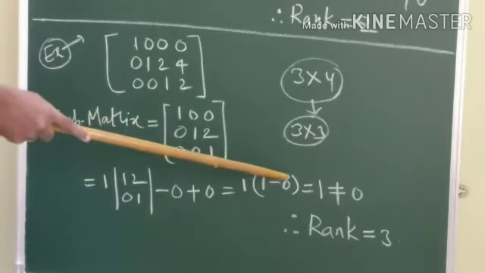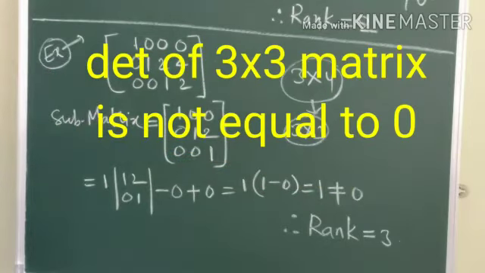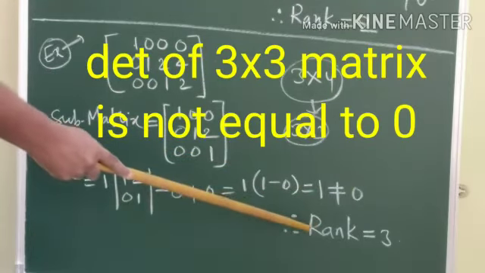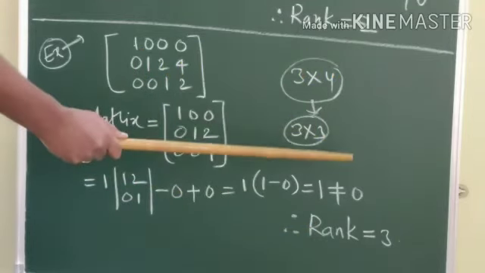Here determinant of the 3 by 3 matrix is 1, which is not equal to 0. So what is the property of rank? Here rank is equal to 3 when the 3 by 3 submatrix determinant is not equal to 0.